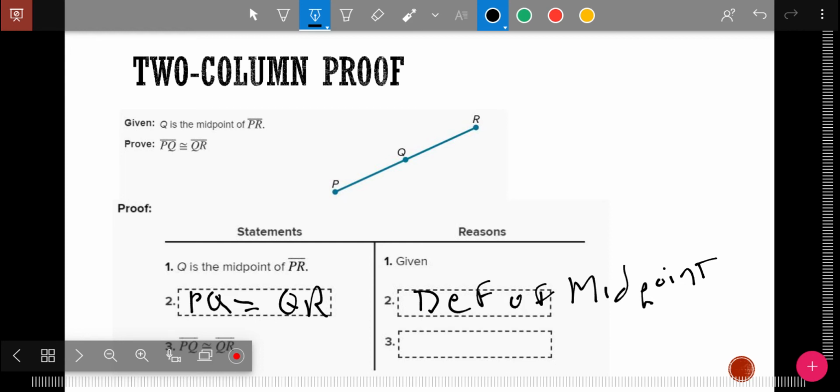Now, if they're equal, does that mean they're congruent? Yes, absolutely. That's what congruent means. So because they're equal, I can say down here that PQ is equal to QR, or that segment PQ is congruent to segment QR because they're equal. If they're equal, they're congruent because that's the definition of congruent.